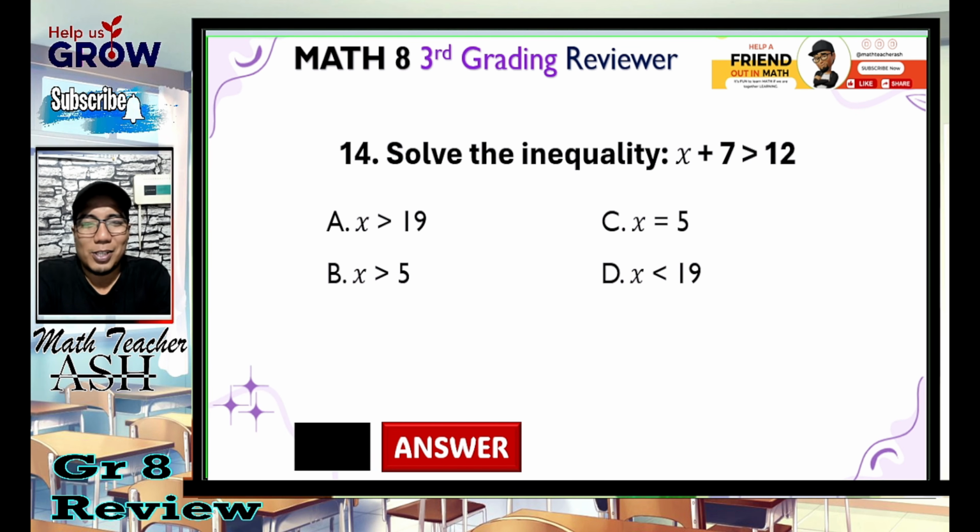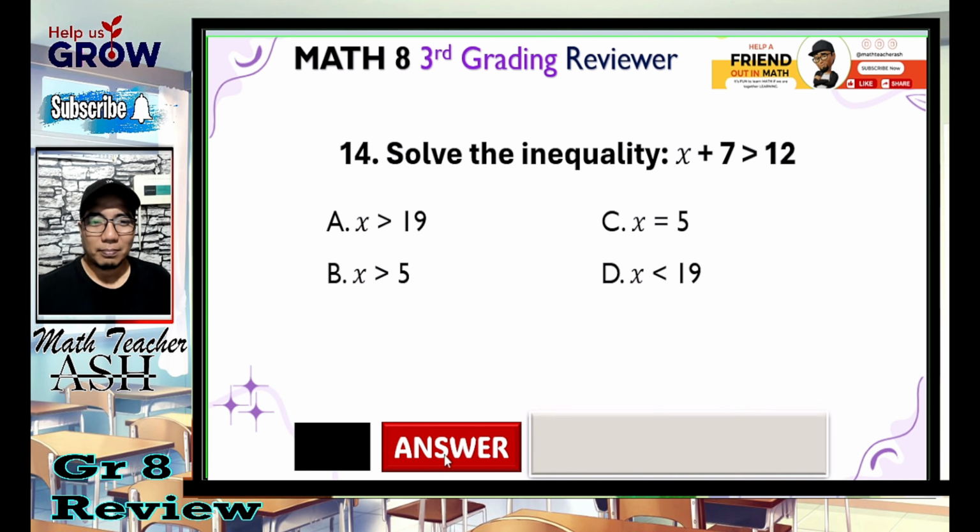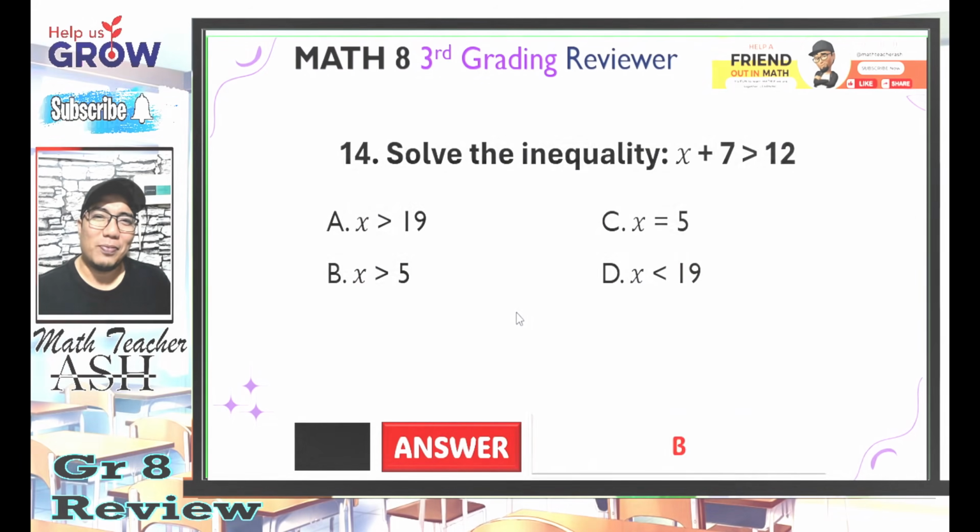Okay, my dear math learners, same as solving an equation. So what we need to do here is to isolate the value of x on one side. Therefore, this plus 7 here should be transposed to the right side. So in order to do that, we will add negative 7 or subtract 7 on each side. So therefore, 12 minus 7 would be, very good, 5. So x is greater than 5. That is letter B. Let's check whether we are correct. Easy, right? Now, let us go to question number 15.